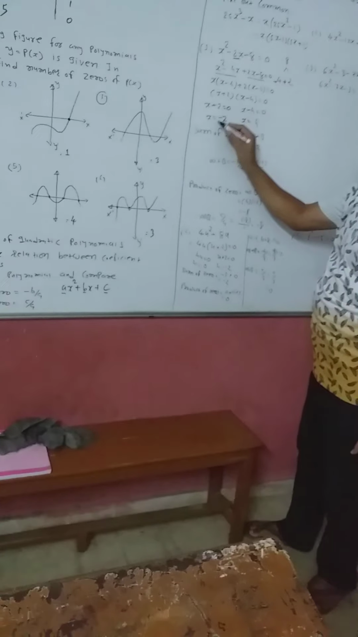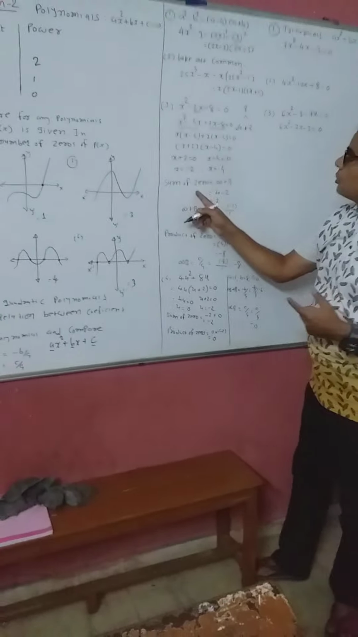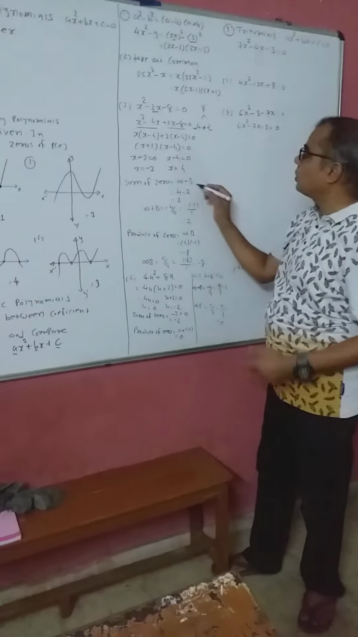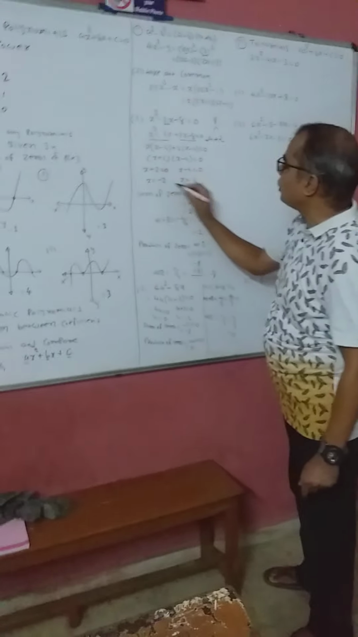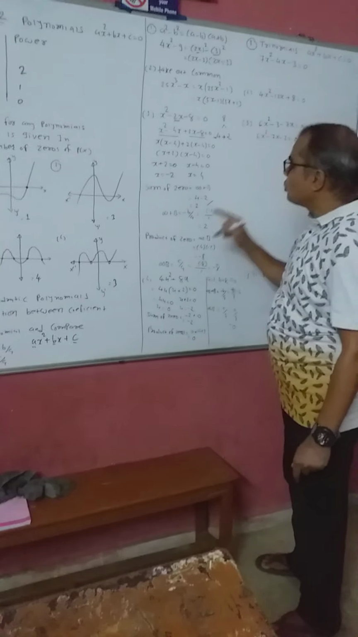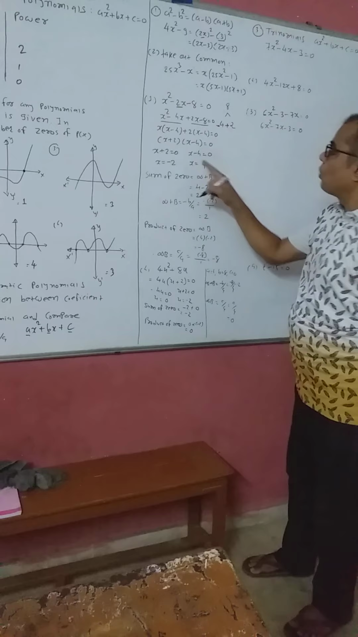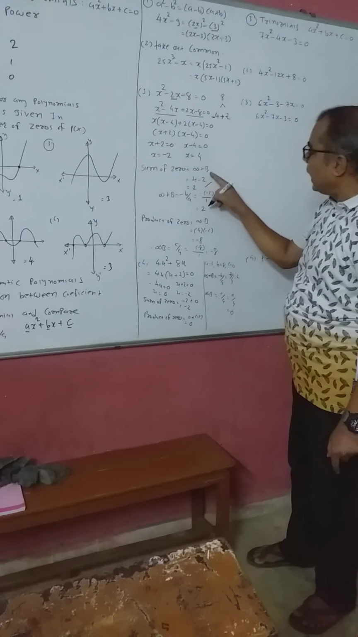Now compare this, x is equal to minus 2 and 4. Now what I told you, the formula for sum of zeros, alpha plus beta. Alpha plus beta means this one is alpha, this one is beta. 4 minus 2 is 2. Now you check with this formula, whatever answer comes you have to add together.